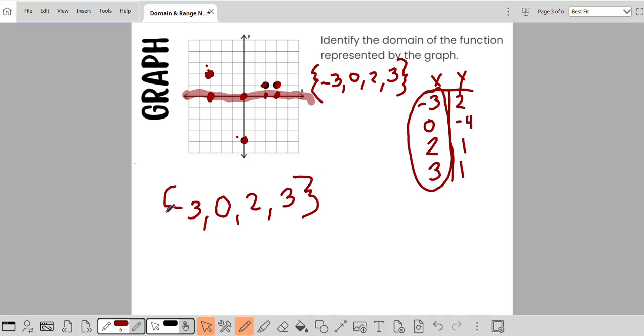So as you notice, oh, see, my curly brackets are getting so much better. No comment, by the way. I get the same exact answer, -3, 0, 2, 3. You can do that by actually finding the points and putting them in a t-chart, or by looking at the graph and knowing that domain will be the value on the x-axis. Okay? All right, fantastic. Let's keep going.